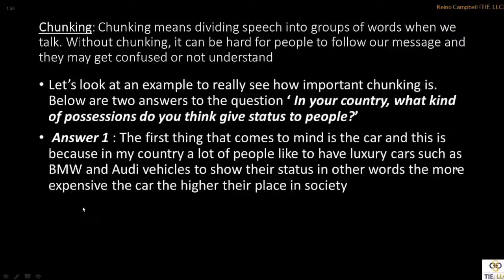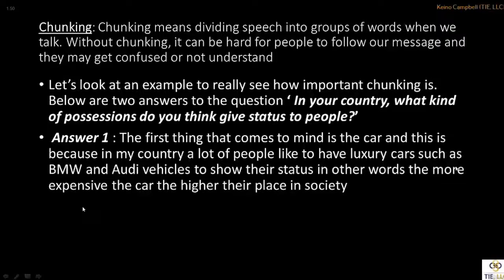The first thing that comes to mind is the car, and this is because in my country, a lot of people like to have luxury cars such as BMW and Audi vehicles to show their status. In other words, the more expensive the car, the higher the place in society. That's what it sounds like when a non-native speaker is speaking sometimes. It's without any chunking at all.